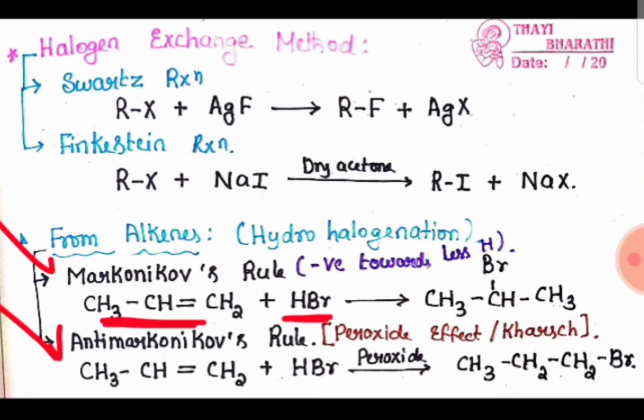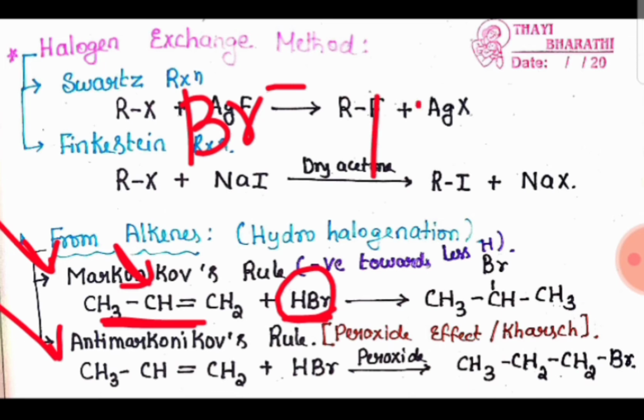According to Markovnikov's rule, the negative part of hydrogen bromide, Br minus, is added to the unsaturated carbon atom having less hydrogen, and the positive part, the H plus ion, is added to the carbon atom of the double bond having more hydrogen. In that case we will get a secondary alkyl halide called 2-bromopropane.